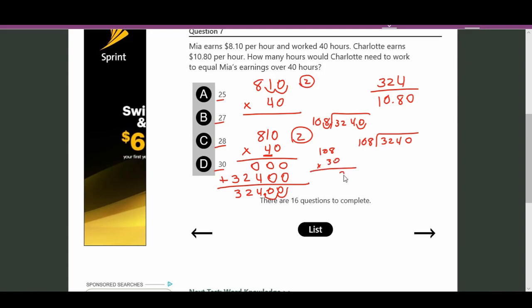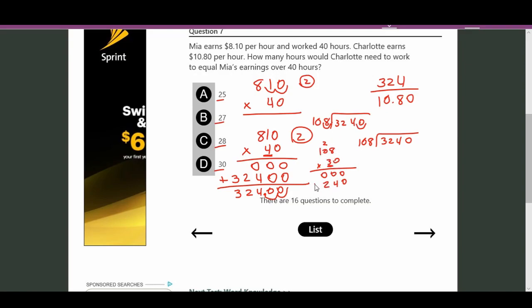8 times 0 is 0. 0 times 0 is 0. 1 times 0 is 0. Drop down a 0 before you start doing anything with this. 3. 3 times 8 is 24. Carry the 2 over the 0, which is where I made the mistake. 3 times 0 is 0. Add 2.